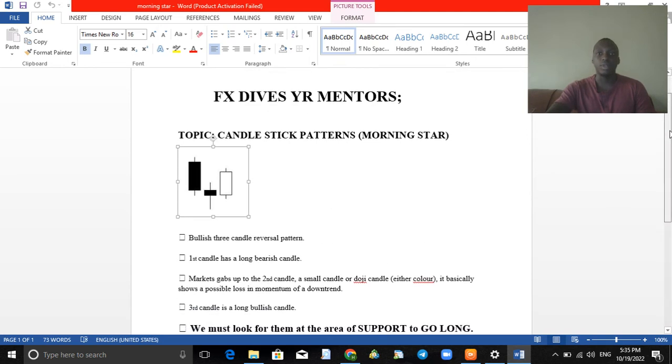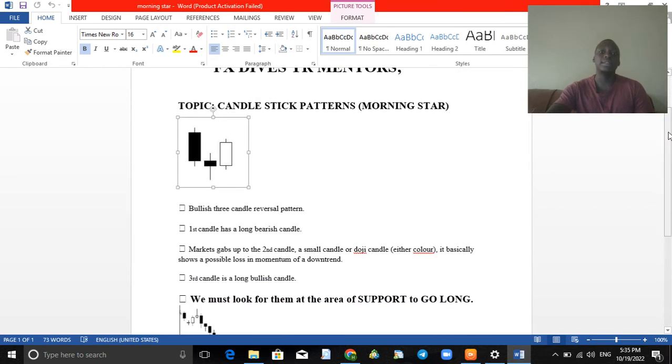Now, I have a little bit of an illustration here of my candlestick pattern, which is a morning star. We try to highlight these candlestick patterns which really have an effect in the market. Whenever you see these candlestick patterns, just know that we are expecting a lot of reversal in the market.